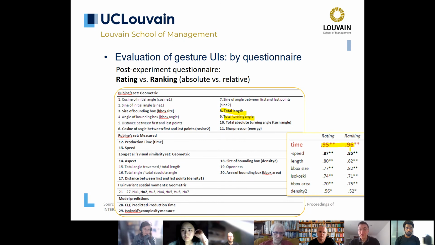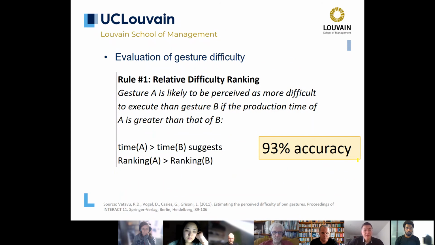So for some of them, for instance, if the length was well rated, the ranking was also good enough, and vice versa. So here is an example, and he derives some rule for that: a gesture A will be perceived as more difficult to execute than a second gesture B if the total production time is greater. And this guideline is 93% true, depending on the experiment data. So it means that if for a gesture A, the time is greater than for a gesture B, then it's likely, with 93%, that people will rank it higher than the second one, not surprisingly.